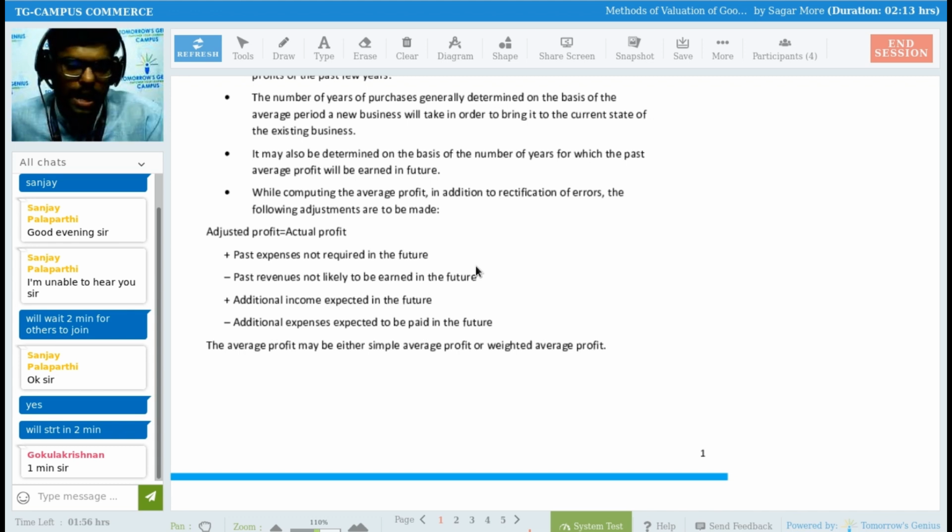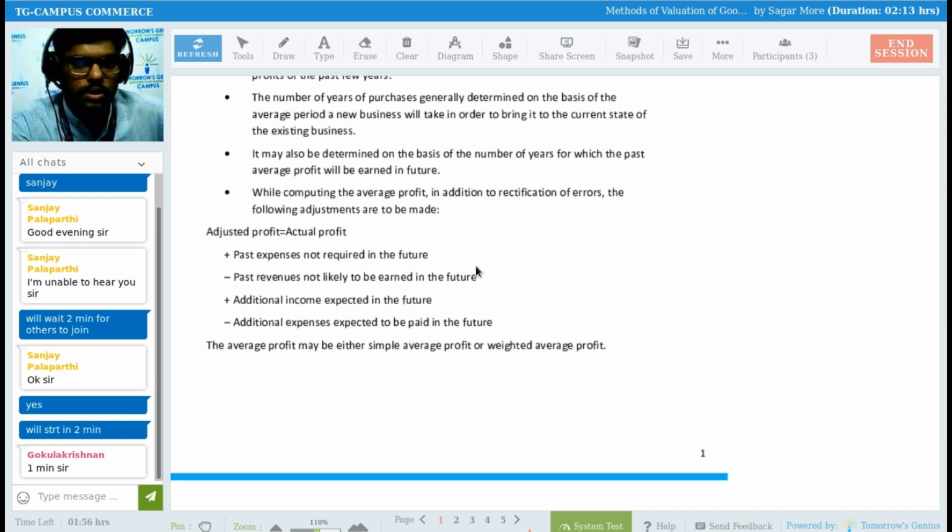So at present, the premises from which you are doing business is on a rental basis. You are paying 50,000 rupees of rent per month. In future, you are thinking, I will have my own land. If you have your own land, then you are not going to incur the expense of rent. So that is a saving for you, yes or no? So that saving we have to add, right?